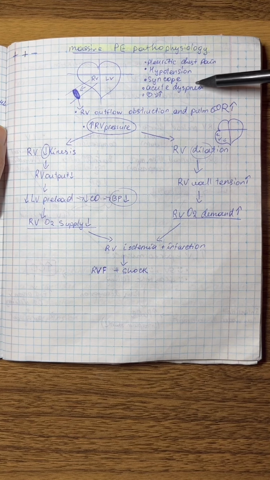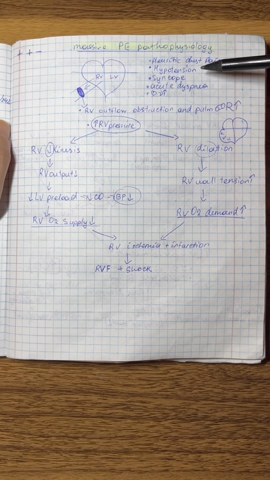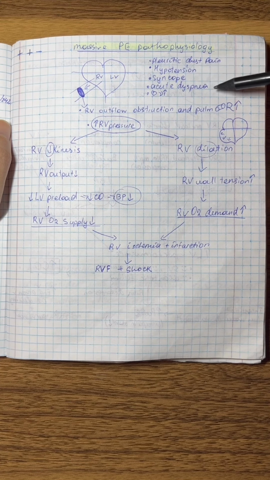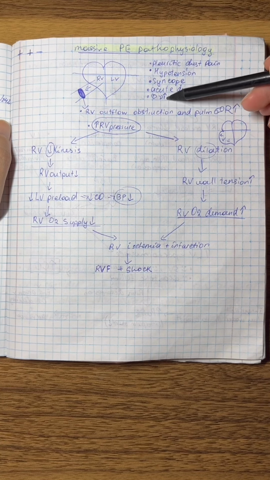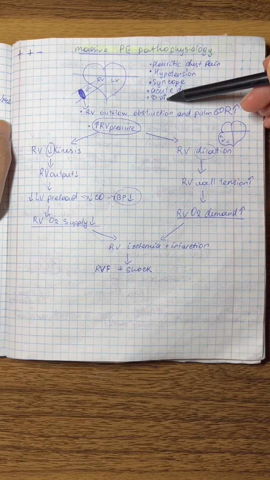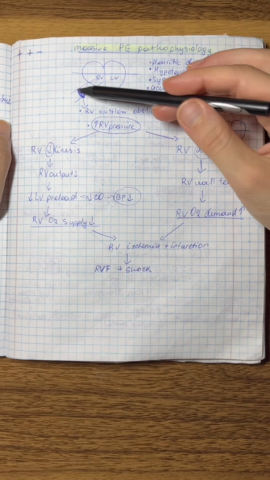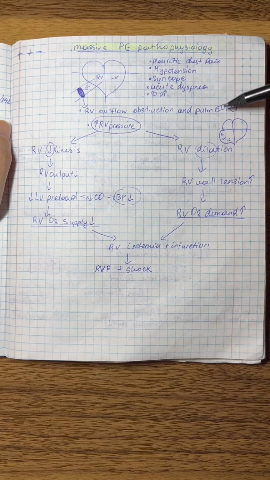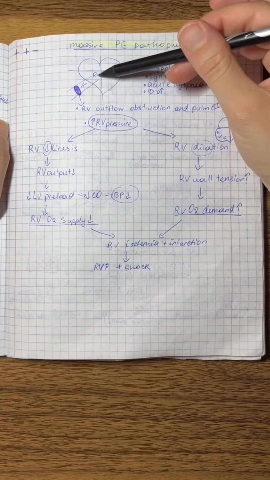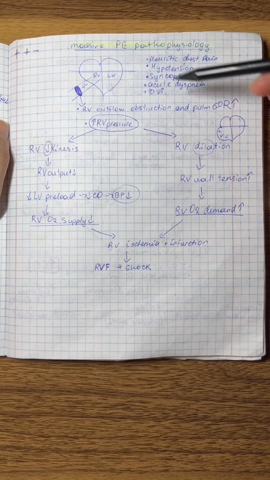Patients with massive pulmonary embolism usually present with pleuritic chest pain, signs of low arterial perfusion, for example hypotension and syncope, acute dyspnea and tachycardia. The thrombus increases pulmonary vascular resistance and right ventricular pressure, which will cause right ventricular hypokinesis and dilation and hypotension.